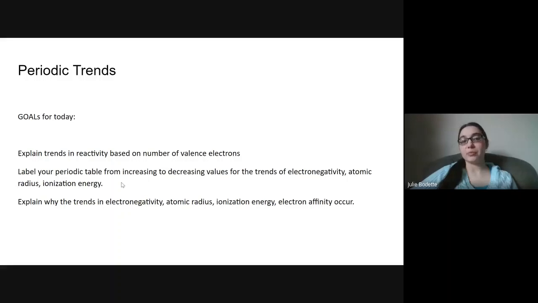You guys should be able to label your periodic table from increasing to decreasing values for the trends of electronegativity, atomic radius, and ionization energy. And you should be able to explain why the trends in electronegativity, atomic radius, and ionization energy occur. Obviously, you should also be able to define all of these words, which again we'll get into in a bit.